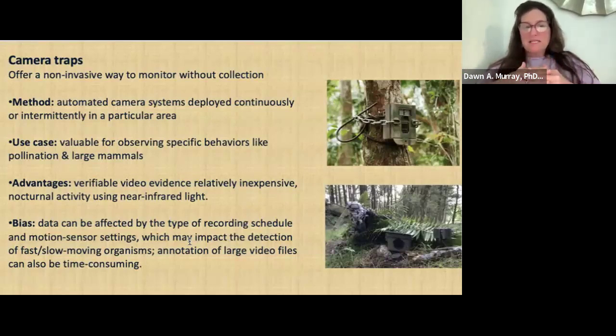It's relatively inexpensive, and there's infrared lights on them, so it shows a lot of nocturnal activity, which is awesome. The data can be affected by the type of recording schedule and the motion sensor settings, so that can impact the detection of fast versus slow moving organisms. That means it has to be moving at a certain velocity to pick it up. Sometimes you miss things.